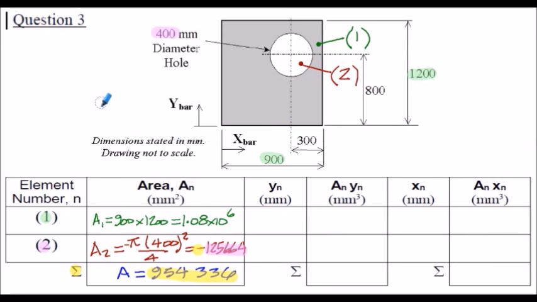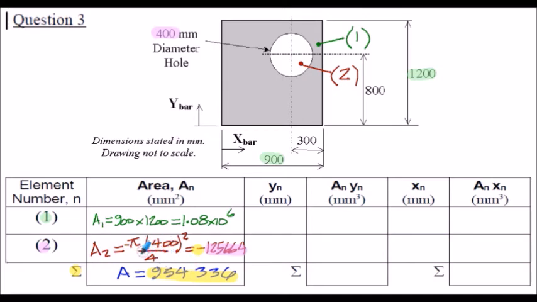Okay, here's a brief overview of the solution for question 3. First of all, we calculate the areas. So area 1 of the rectangle, 900 millimeters multiplied by 1200 millimeters, so 1.08 times 10 to the 6 millimeters squared. Notice though for element number 2, this is the hole. Area 2 has a negative value because we're removing the hole from the section.